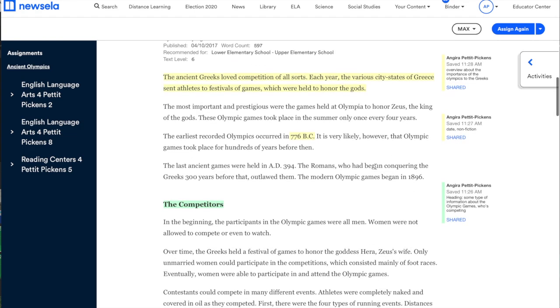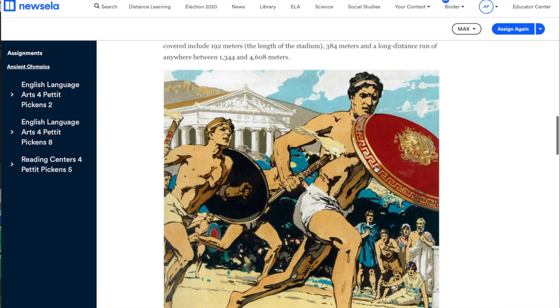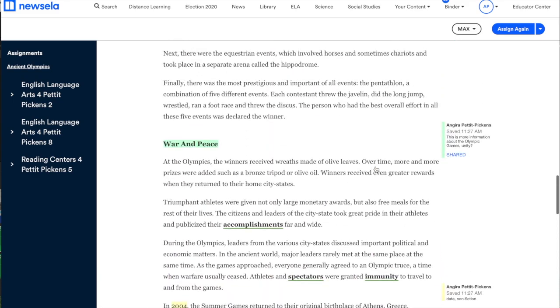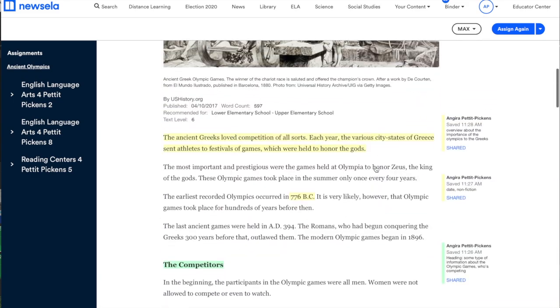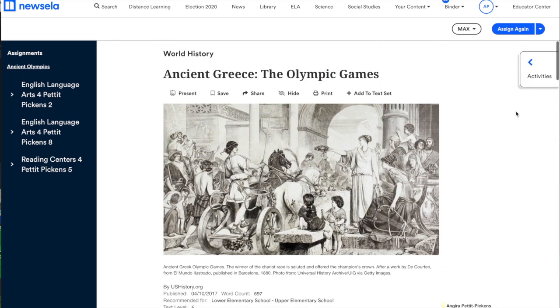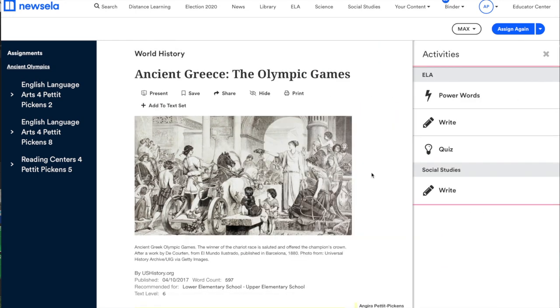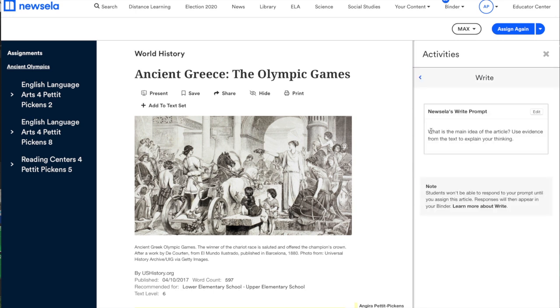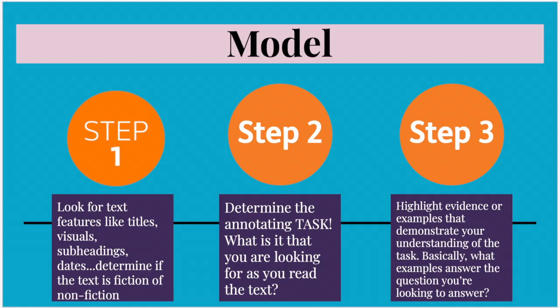So, as you see, I just went in, I highlighted some things, I annotated. Now, this is the part where I want to talk about annotating for the second step, which is figuring out the task. If I go to activities here, let's say I did the quiz, now I want to do the writing portion. It'll ask me, what is the main idea of the article? Use evidence from the text to explain your thinking. This is step 2 of annotating. It's figuring out the task. The task is to understand what is the main idea.